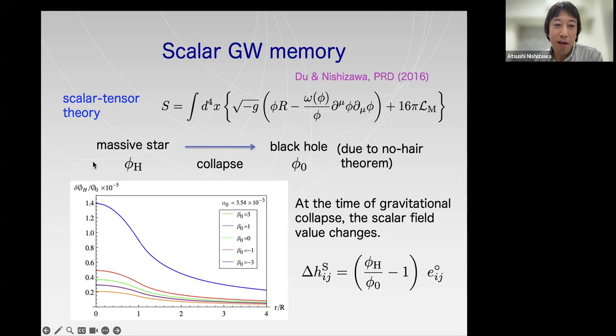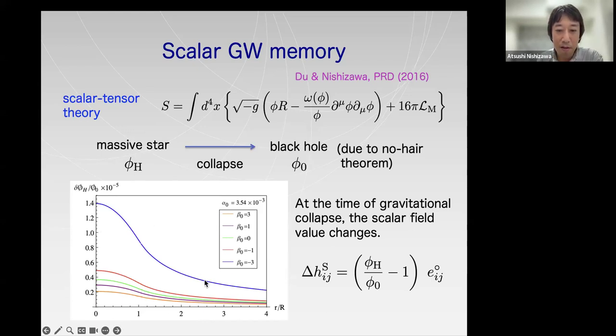The idea is like this. First, suppose that there exists a massive star at the beginning, and it has a scalar field phi h. Then this massive star collapses to a black hole, and the scalar field changes to phi naught. In most theories of gravity, the black hole no-hair theorem holds, so phi naught is usually 0. But the scalar field changes from phi h to 0. So we can see the jump of the scalar field amplitude, and it propagates. So it is the scalar gravitational wave memory effect.